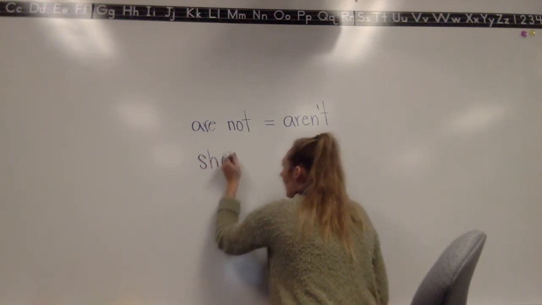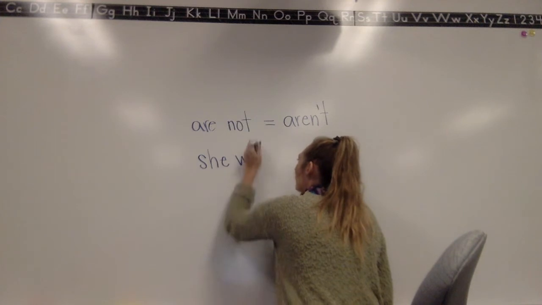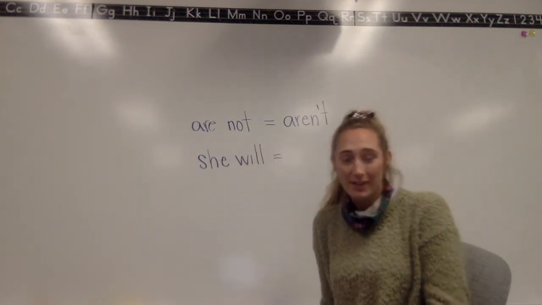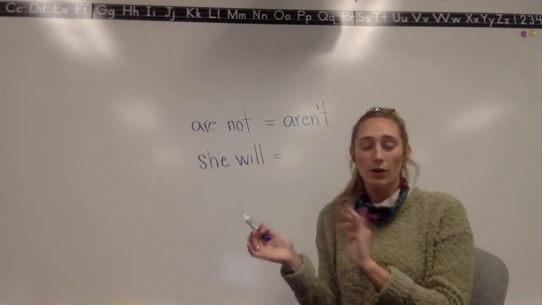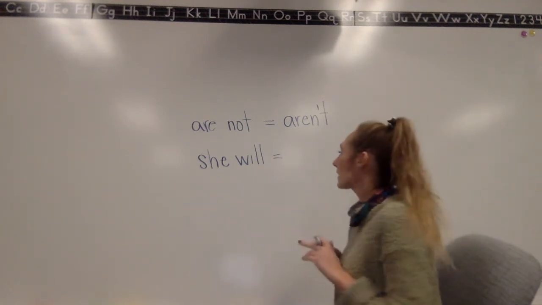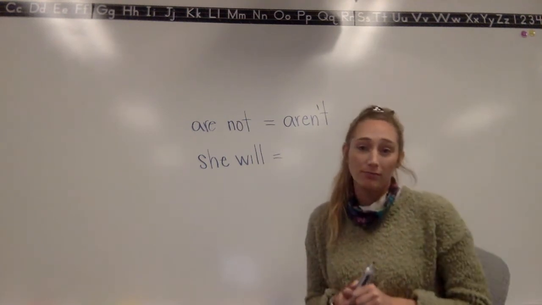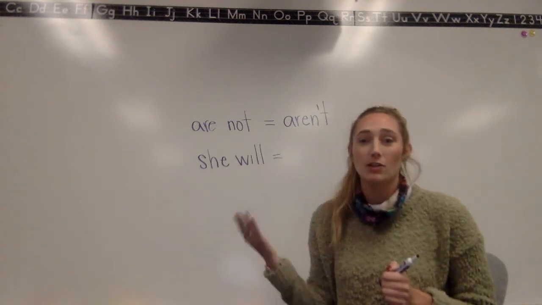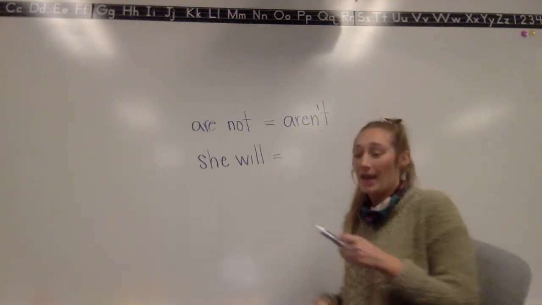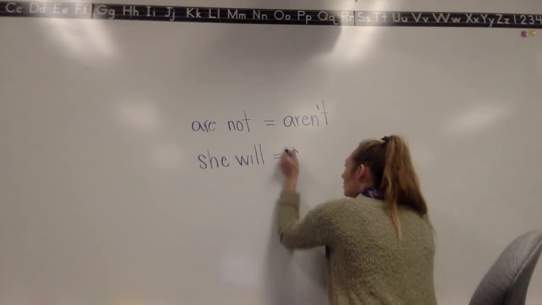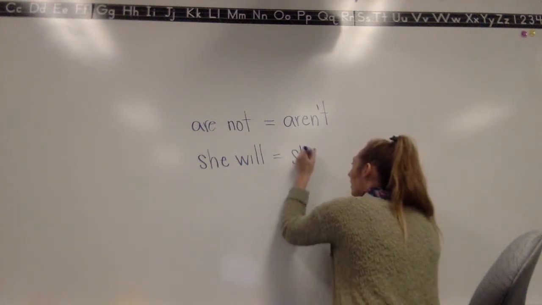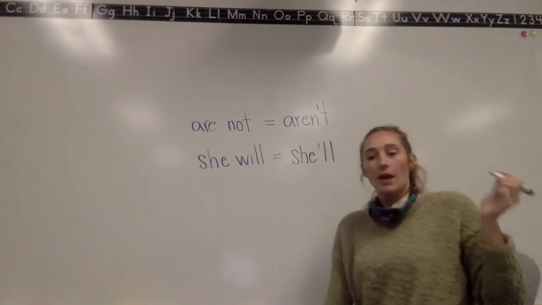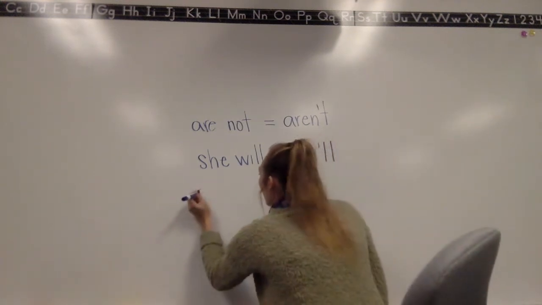Another one is she will. Can you think of a contraction that means she will? She'll. So it's way faster. She will or she'll. So like she'll go to the mall instead of she will go to the mall. A lot of times when we're talking, we use these contractions because they're super fast to say. This one is spelled S-H-E apostrophe L-L.